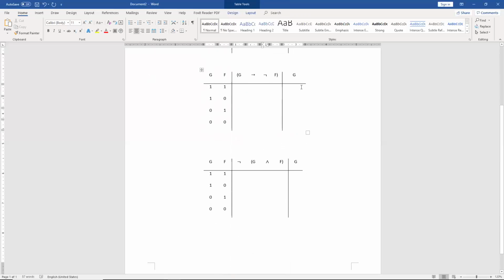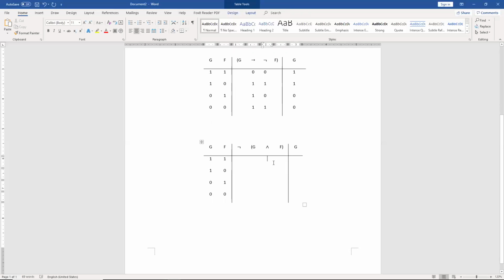For this, we need to show that it doesn't entail G. I'll fill in the values, flipping those of F. Using G and not F, we can find the values for the whole formula. I'll fill in the values for G again, just to make things clear. And we can see that there are two rows in this truth table that make this formula true, but make G false. So these are counterexamples to the claim that this formula entails G. So it doesn't entail G.